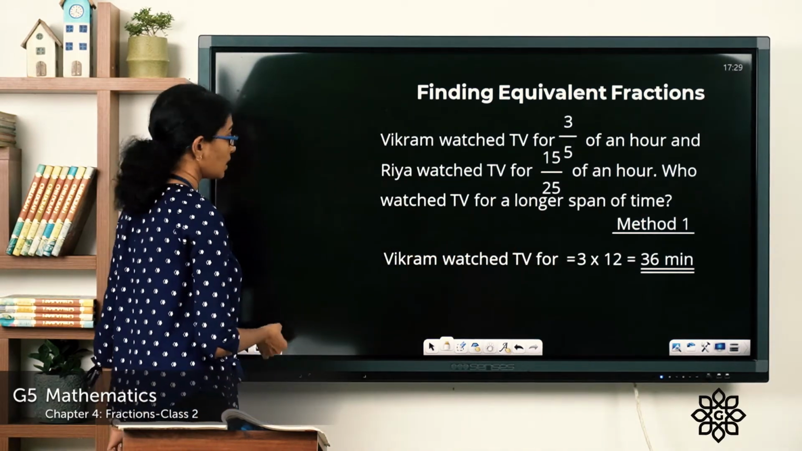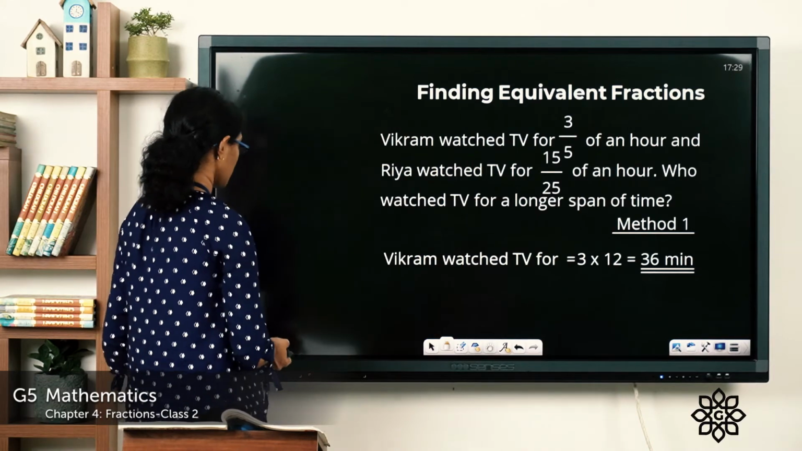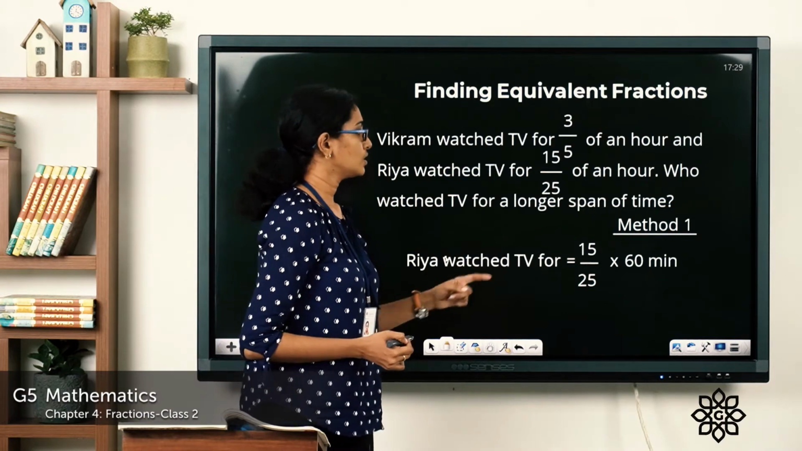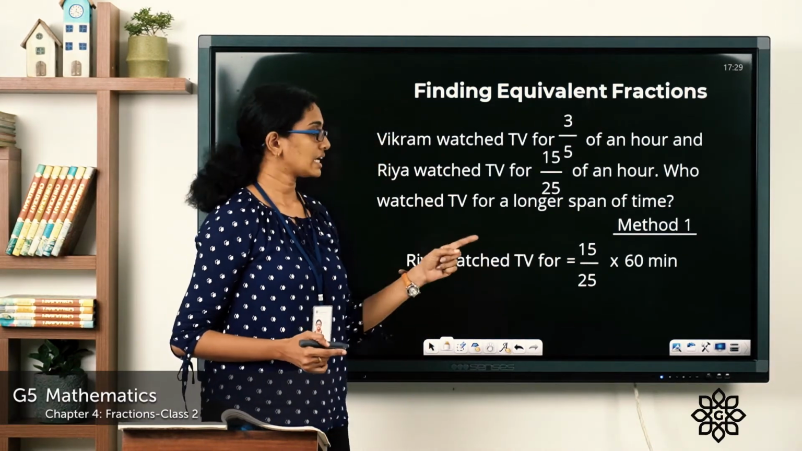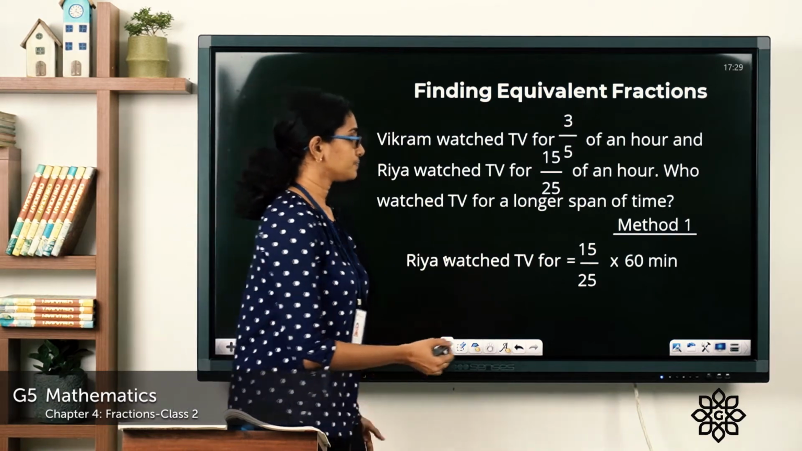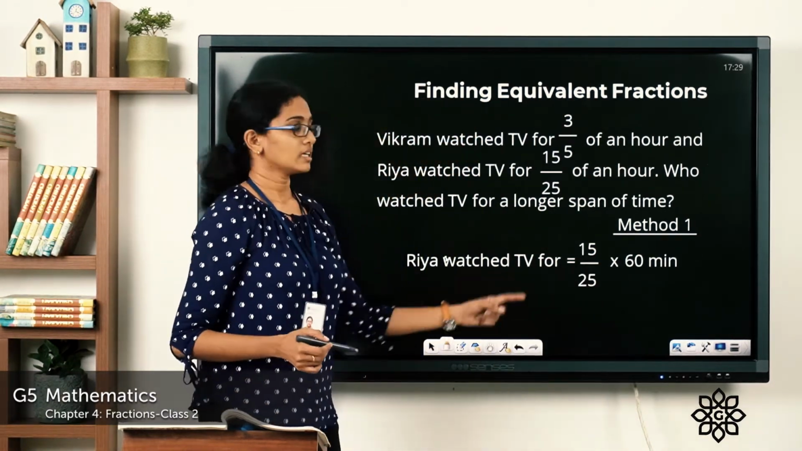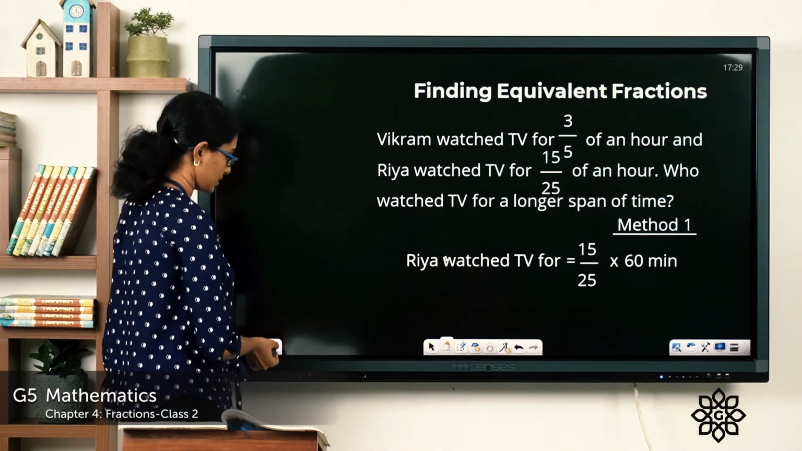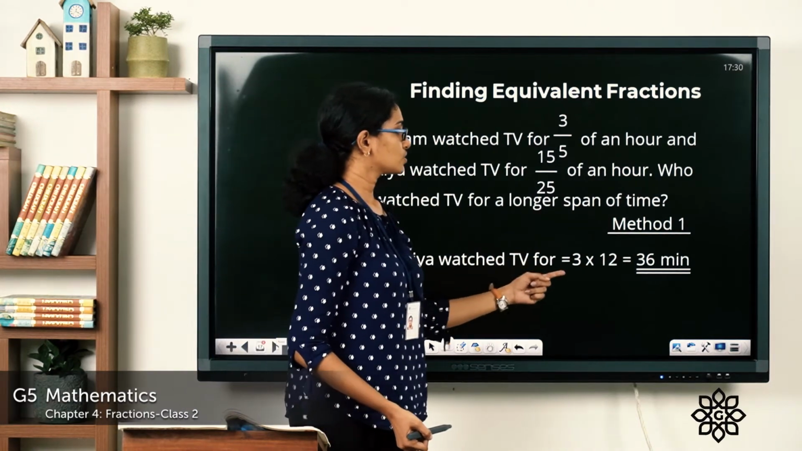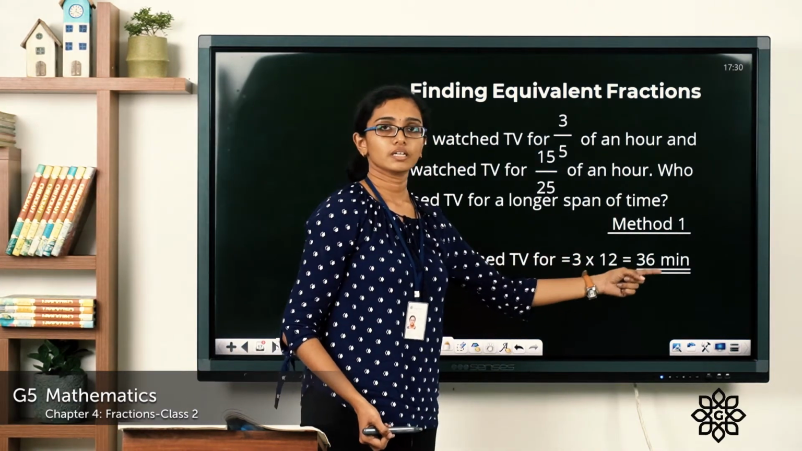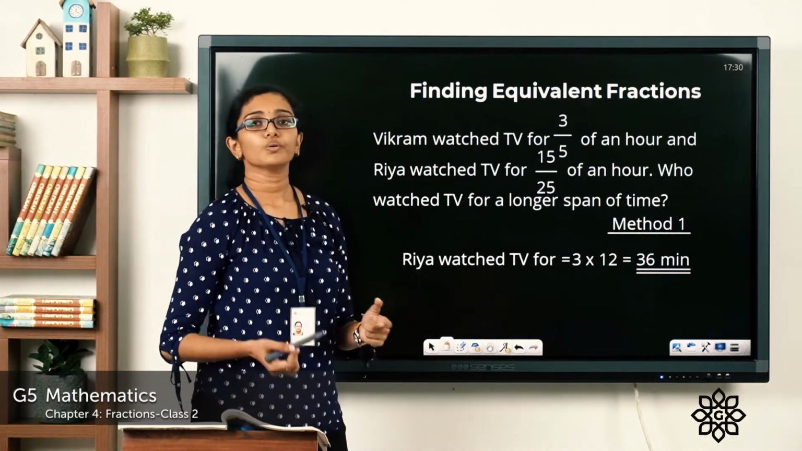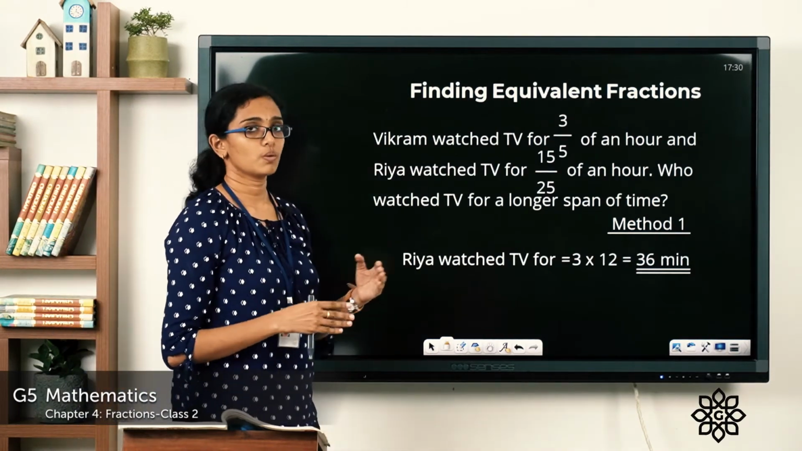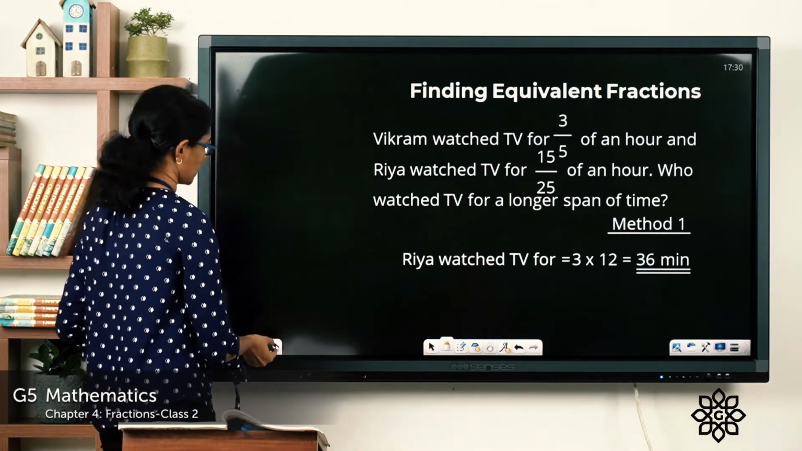Now let's see for how long Riya watched TV. Riya watched TV for 15 by 25th of an hour. So that is 15 by 25 into 60 minutes. Here also we can cut the numbers by dividing both the numerator and denominator by the same number. That gives again 3 into 12, and the answer here is 36 minutes. So Riya also watched TV for 36 minutes. So we cannot say one watched for more span of time. Both of them watched for the same span of time.